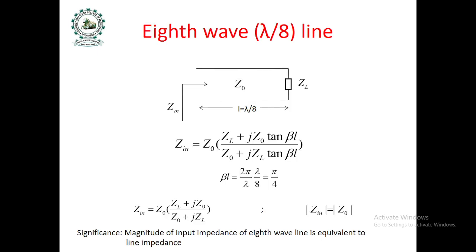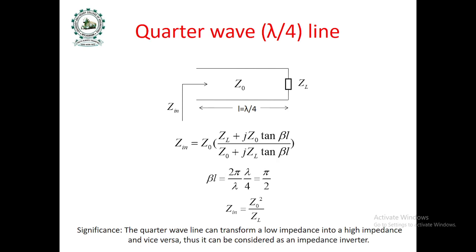So coming to lambda by 8 line, the input impedance equation. Coming to lambda by 4 line, the quarter wave line, the input impedance is equal to Z0 square by ZL. Here is the significance of the quarter wave transmission line. Suppose load impedance is 0, input impedance is infinity. Suppose load impedance is very high, say infinity, input impedance is 0. That means a quarter wave line can transform a low impedance to high impedance and vice versa.